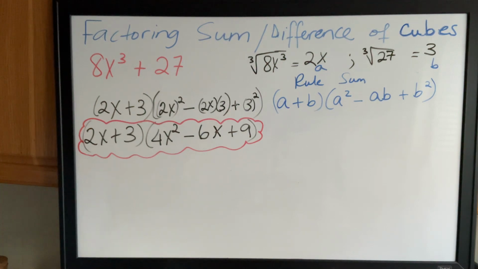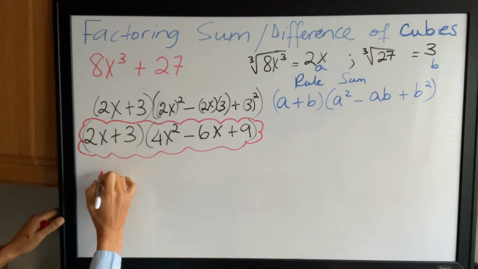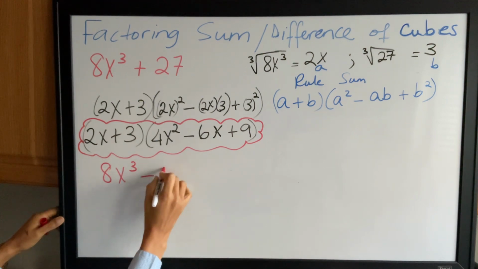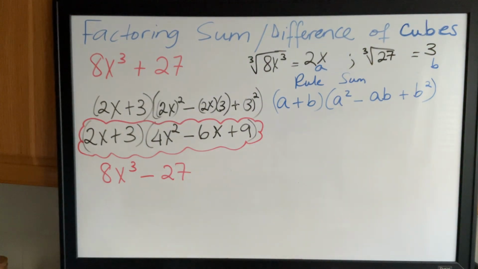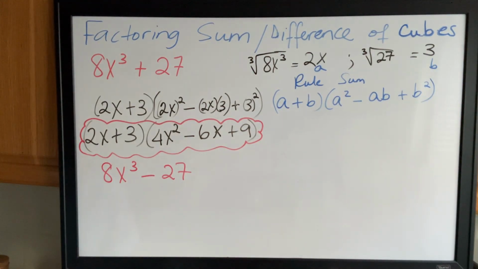Okay, now for the second part, I'll give another example using the same numbers, 8x to the third power minus 27. Now this is a difference of cubes. So I already have the cube root of each of the terms, and so I just need to jump in now and substitute what I have up there for the variables here.